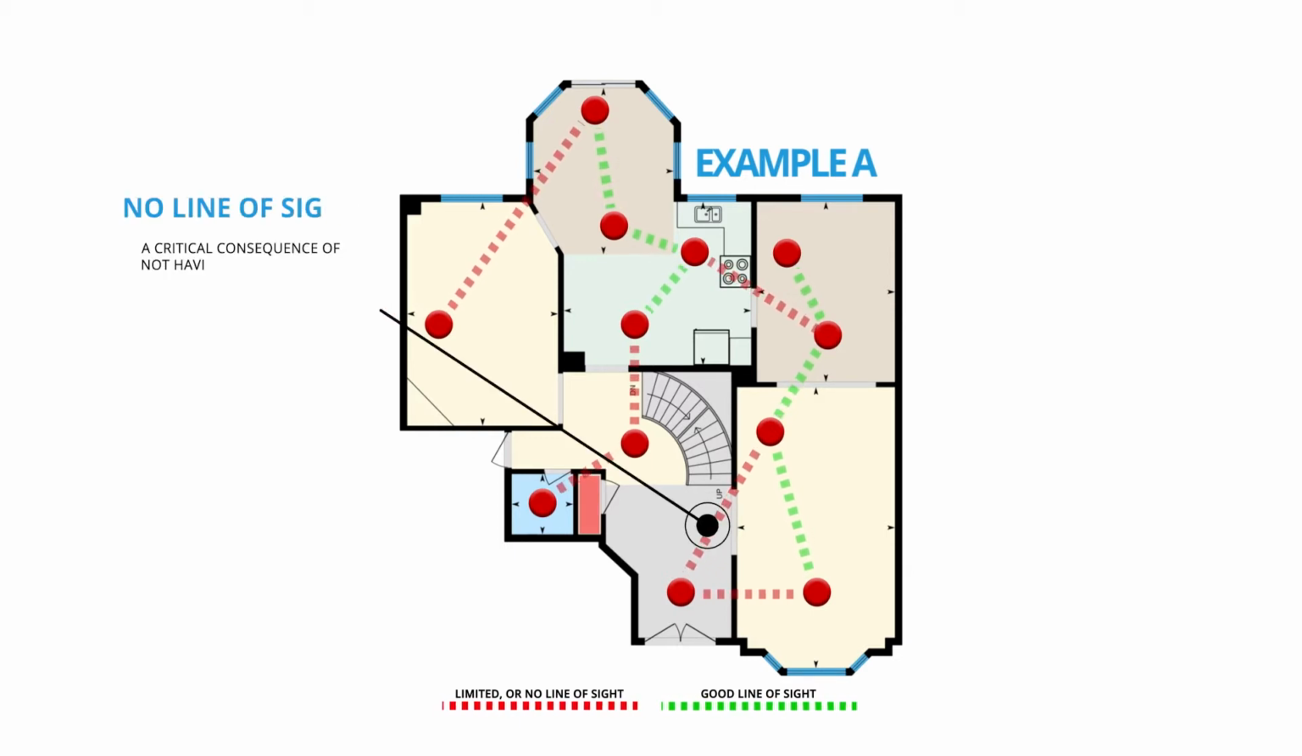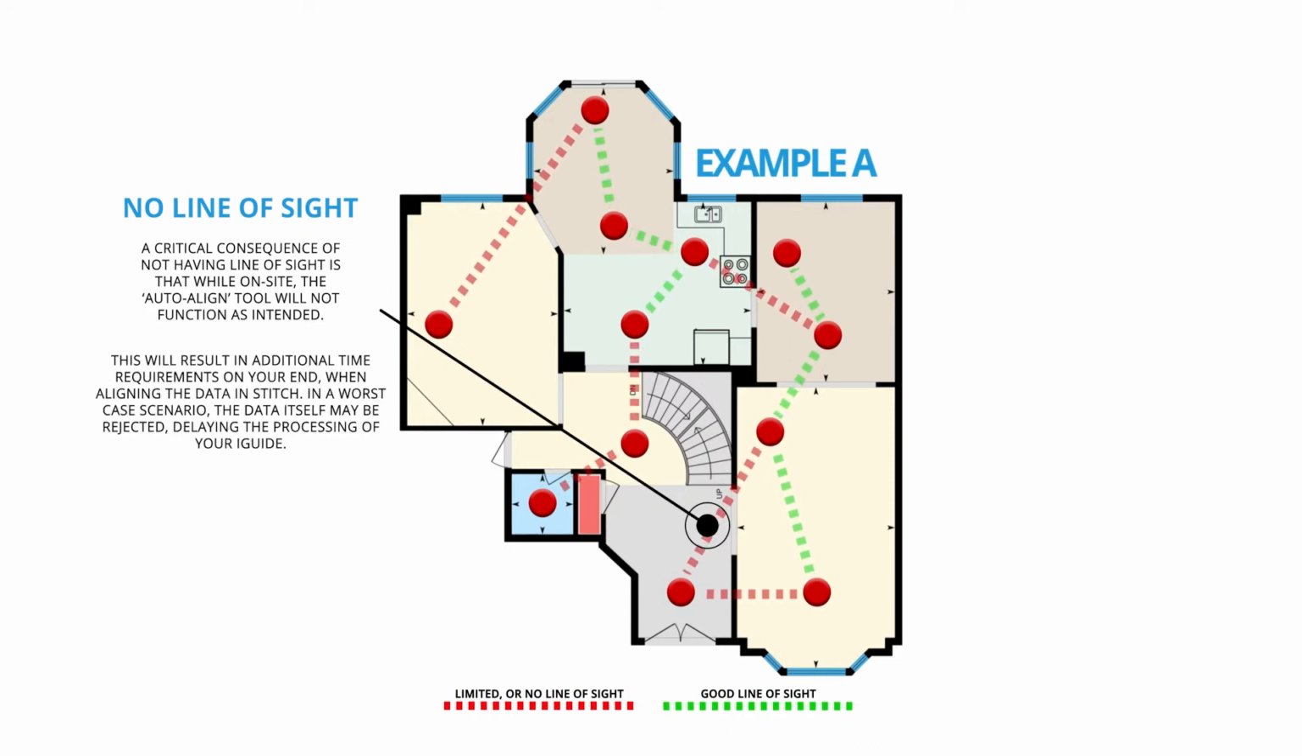A critical consequence of not having line of sight is that while on site, the auto-align tool will not function as intended. This will result in additional time requirements on your end when aligning the data in Stitch. In a worst-case scenario, the data itself may be rejected, delaying the processing of your iGUIDE altogether.